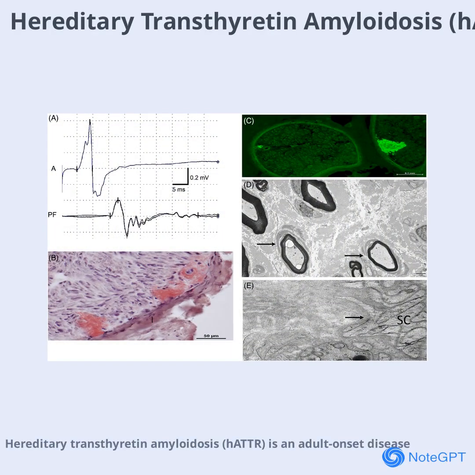Hereditary transthyretin amyloidosis (hATTR) is an adult-onset disease marked by amyloid deposits in nerves and other tissues. Early on, it presents as a length-dependent axonal neuropathy, but as the disease progresses, features of demyelination such as conduction slowing, block, and temporal dispersion can appear. Pathology shows amyloid deposits, thin myelin, and occasional onion bulbs. Misdiagnosis as CIDP is common, emphasizing the need for genetic testing in atypical cases.